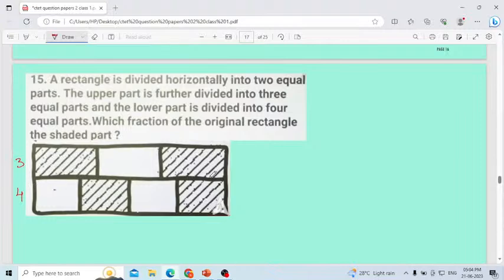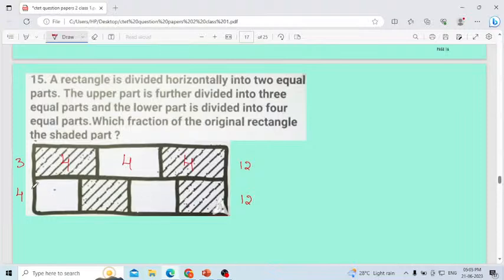3 4s are 12. Consider 12 parts, because you should consider the same number, otherwise take the LCM of these two. 3 4s are 12. Then divide this 12 among these 3, then you will get 4 4 4. 4 2s are 8, 8 4s are 12.